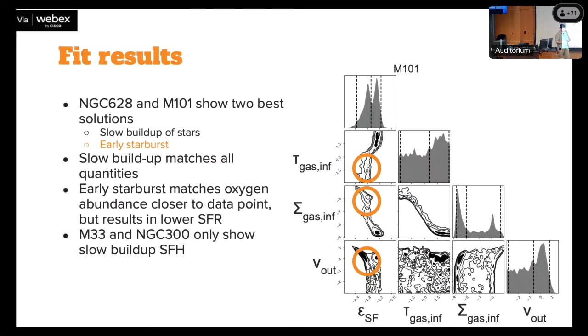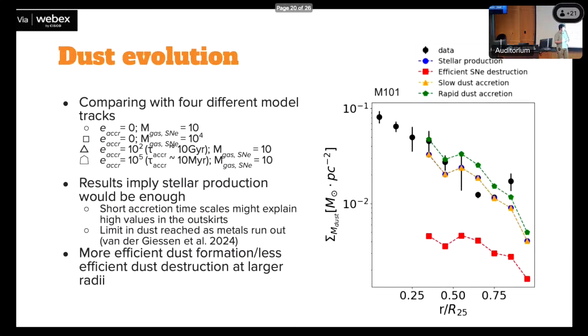When analyzing results, I concluded that the peak where you have a slower stellar mass buildup fits better. And this is also consistent with M33 and NGC 300, where you only have 1 best fit result, being the slow stellar mass buildup. Now, the big question, do we actually need dust accretion, or is the stellar buildup that we have constrained the only thing that we need?